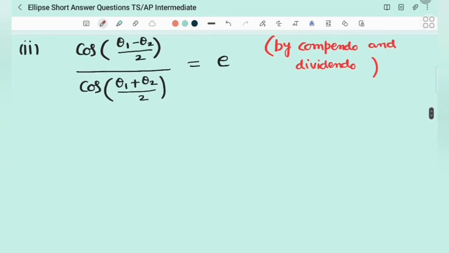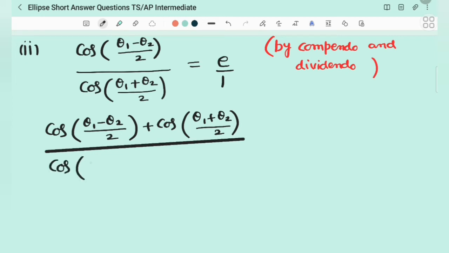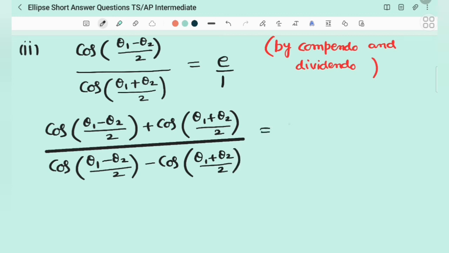For this term, what we are getting is E means what? E by 1 only, no? So here cos of theta 1 minus theta 2 divided by 2 plus cos of theta 1 plus theta 2 divided by 2 by cos of theta 1 minus theta 2 divided by 2 minus cos of theta 1 plus theta 2 divided by 2, which is equal to E plus 1 divided by E minus 1. A by B equal to C by D means A plus B by A minus B equal to C plus D by C minus D. That's what I did here.